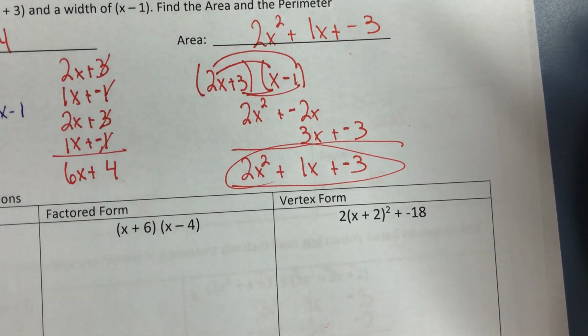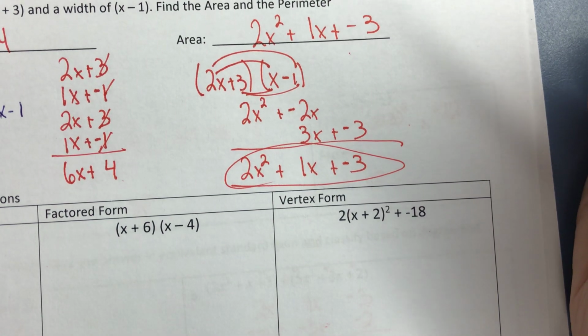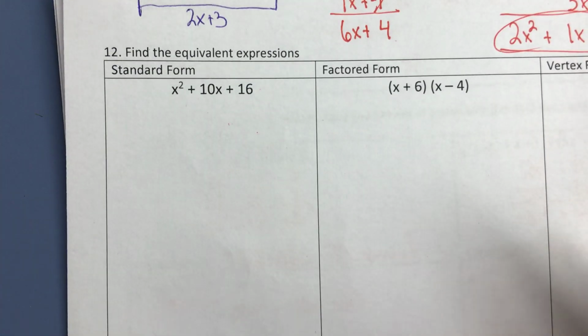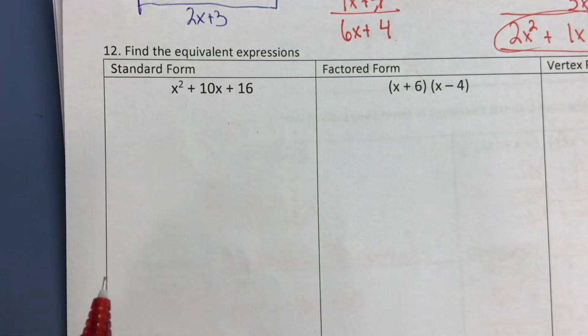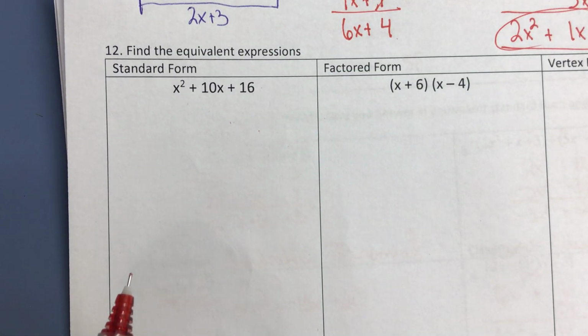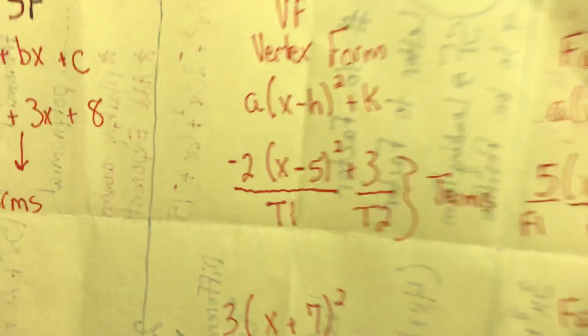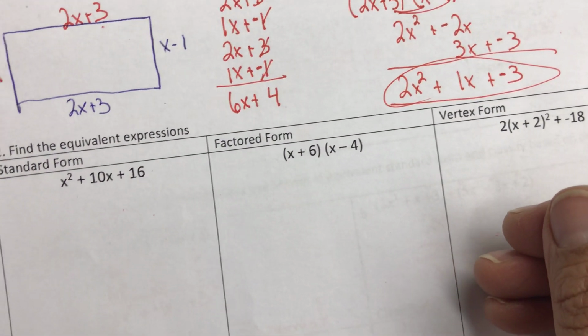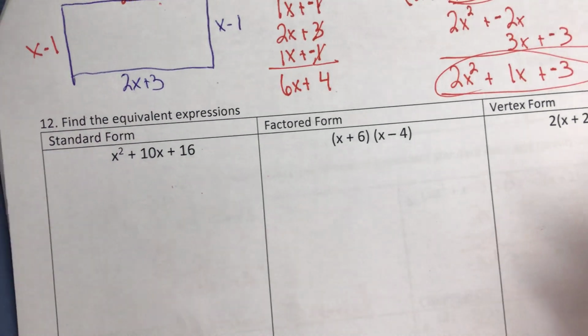And finishing up the last. So the idea is to find equivalent expressions of these. And there is a section like this on the test. It looks a little different, but it's doing the same thing. So the idea is, if I give you standard form, could you, for instance, give me vertex form or factored form. So that's what we're going to do here. I just want another equivalent expression.